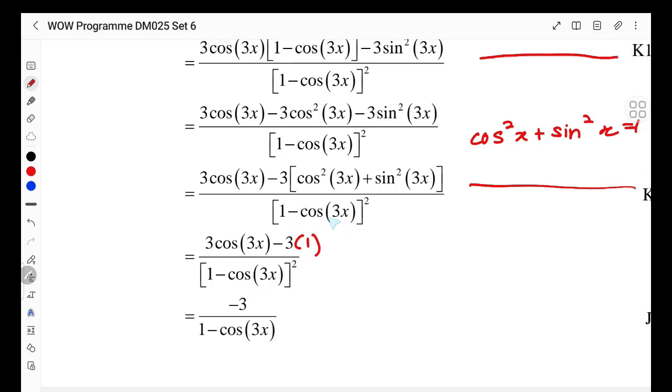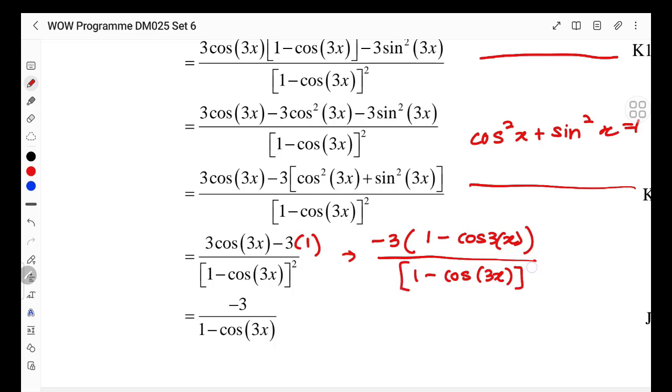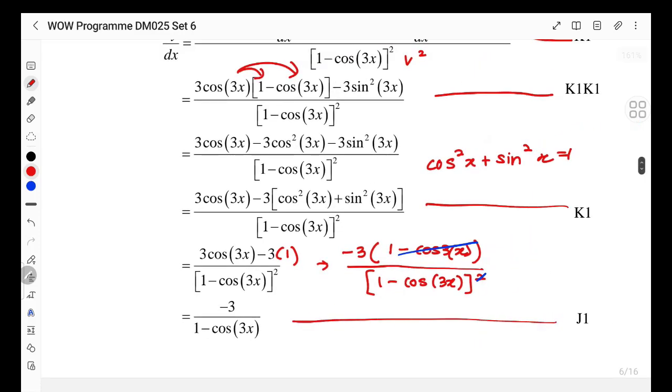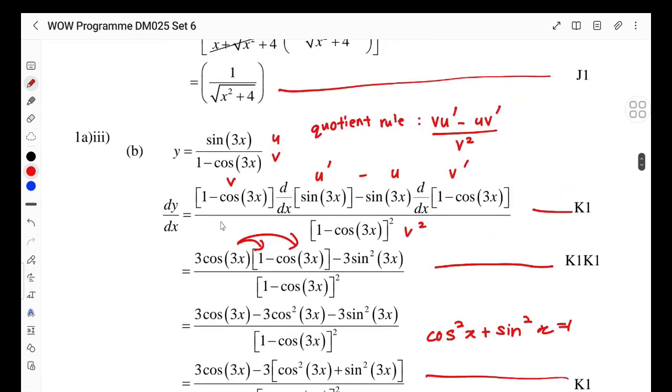And then lastly, denominator is 1 minus cos 3x. So you can factor out the numerator, factor out negative 3, you will get 1 minus cos 3x over 1 minus cos 3x squared. So you can simplify this one. You are left with negative 3 over 1 minus cos 3x. So that is your G1. Okay, so that is the answer for question 1A 3 Roman.